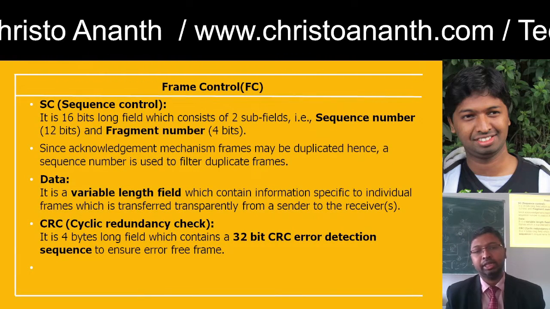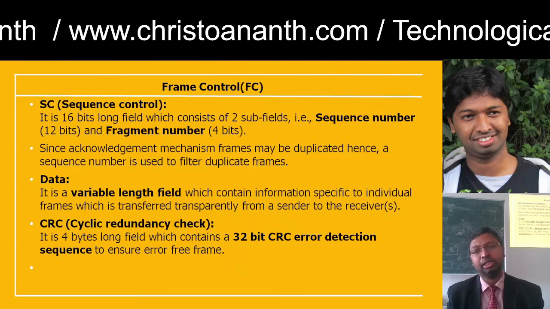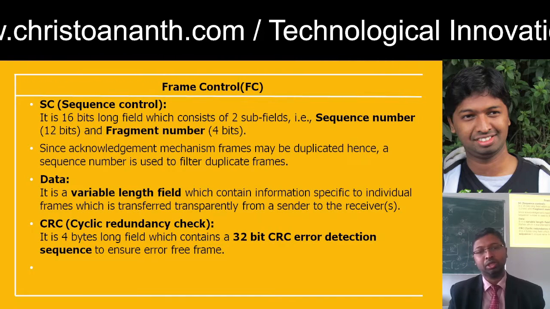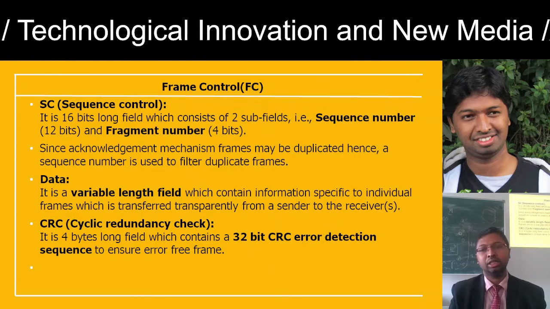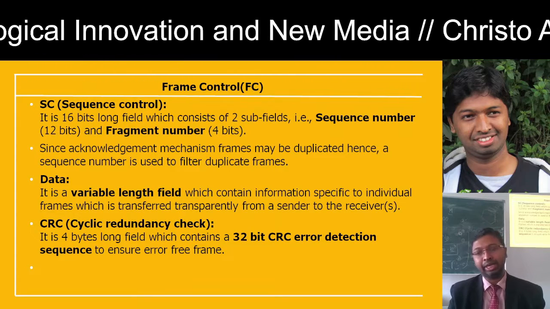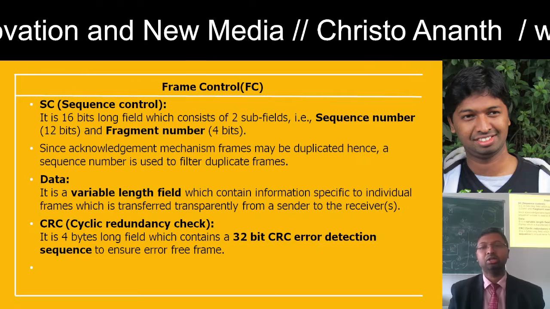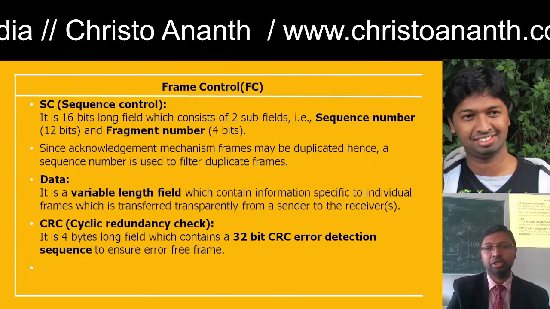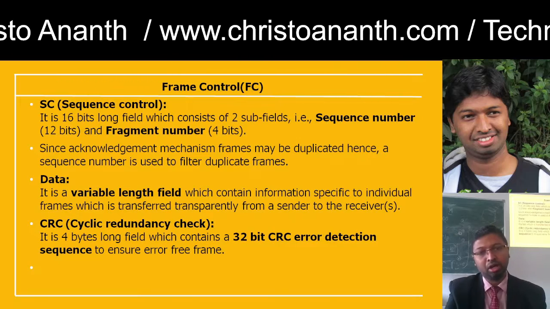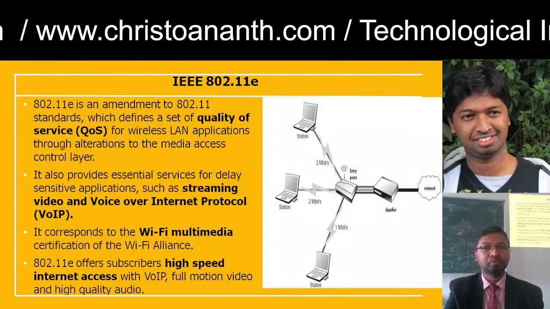And then data, it's a variable length field. It will contain the information specific to the individual frames. Then you have CRC, cyclic redundancy check. It performs the error detection scheme to ensure that the frame is free of error. It is actually 32 bits, or maybe 4 bytes.